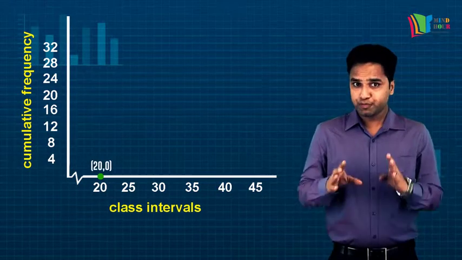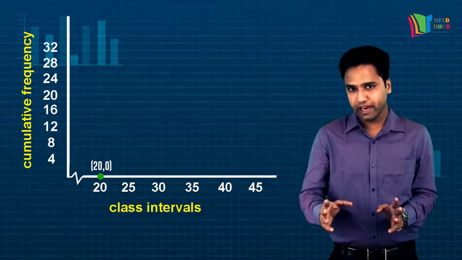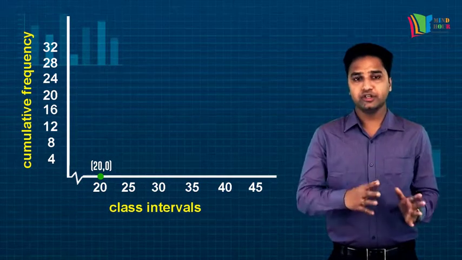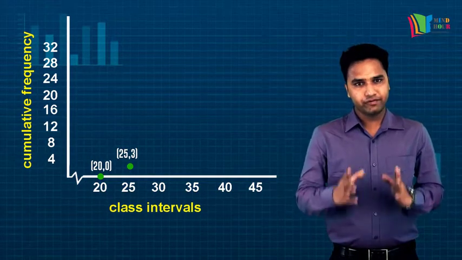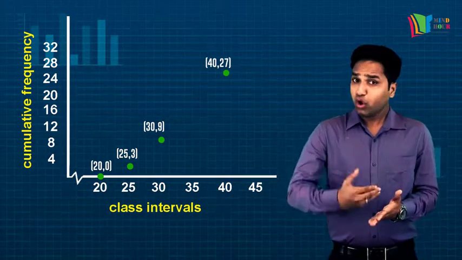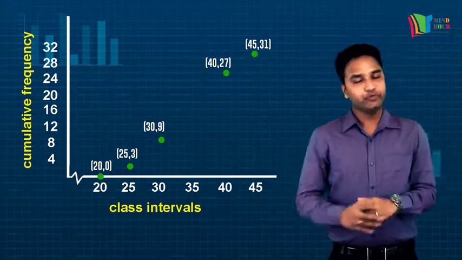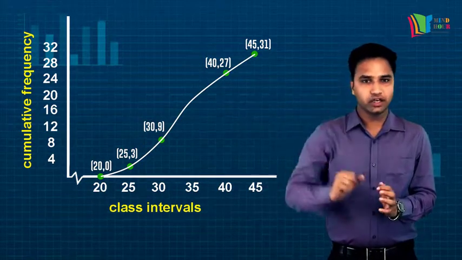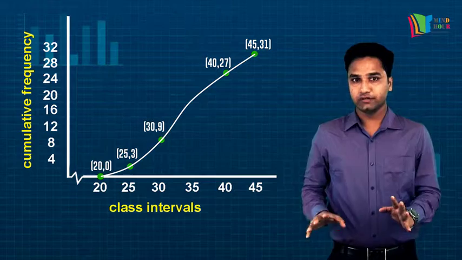Thus, our first point would be 20, 0, as 20 is the lower limit of the first class 20 to 25. Next, the upper limit of the first interval is 25 and its corresponding cumulative frequency is 3. So, our point is 25, 3. Our next point is 30, 9. We go on to plot the points 35, 19, 40, 27 and 45, 31. We then join these points by a free hand to get a curve. The curve we obtain is called a cumulative frequency curve or an ogive.